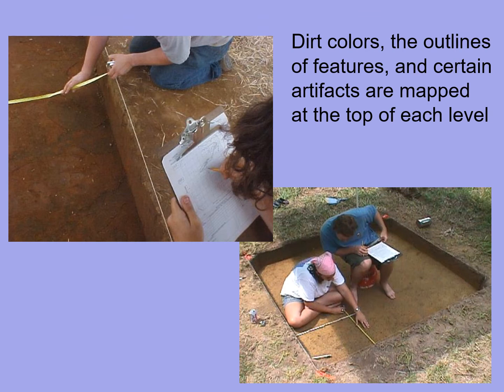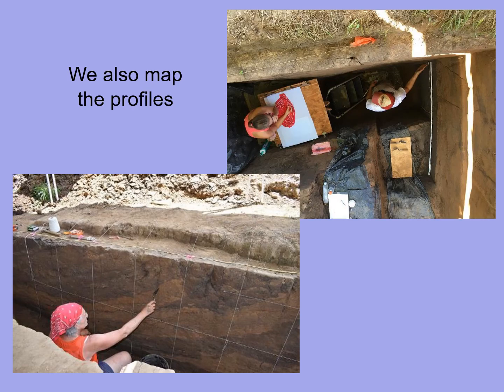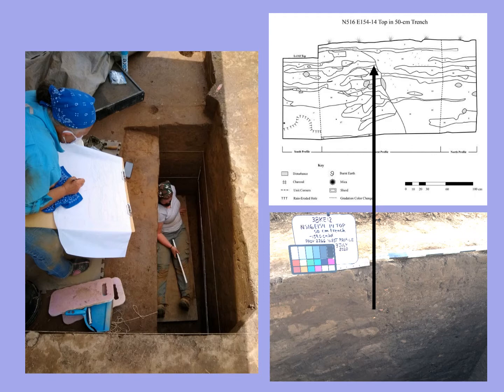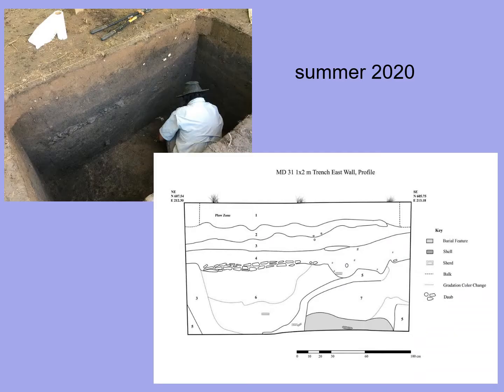Dirt colors, the outlines of features, and certain artifacts are mapped at the top of each excavation level. We also map the profiles. Sometimes, as in a backhoe trench like this, or in a hand-dug 50 centimeter wide trench like this. Or here, a 1 by 2 meter unit. In this unit, the excavators came down on a collapsed daub wall. Here's the profile through that collapsed wall.